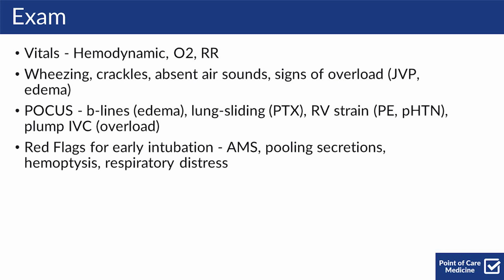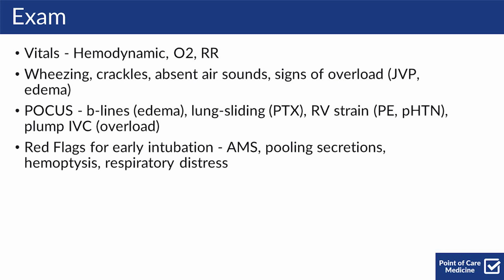Look at their hemodynamics, their oxygenation, and their respiratory rate. Listen to their lungs. Check for wheezing, crackles, absent air sounds, or signs of overload, including an increased JVP or edema. On POCUS, you can look for B lines, which can suggest interstitial edema, the lack of lung sliding, which suggests a pneumothorax, RV strain, which might suggest a PE or worsening pulmonary hypertension, and a plump IVC, which can suggest overload.